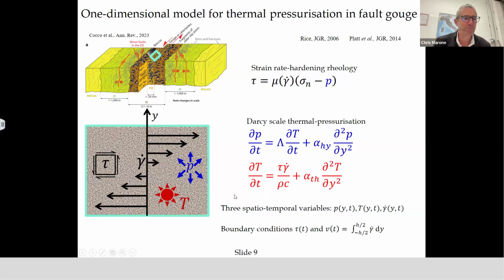Well, anyway, so in this model, you have three spatio-temporal variables: pressure, temperature, and most importantly here for us tonight, this strain rate that can evolve both spatially and temporally. And you have some boundary conditions. It can be either controlled under some shear stress that can change with time depending on the evolution of pressure, temperature, and strain rate, or it can also be controlled in slip rate, so you can impose a differential slip rate between the top and the bottom of the gouge that is just the integral of the strain rate over the thickness h. So that's a 1D model that was capable of reproducing some localization features in one dimension.